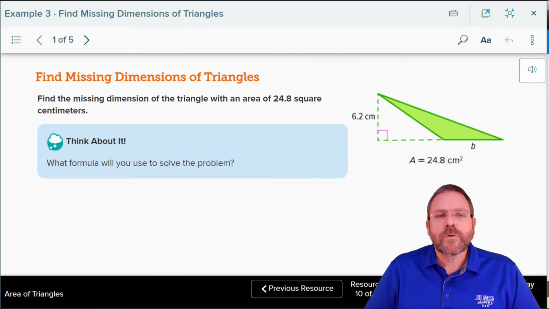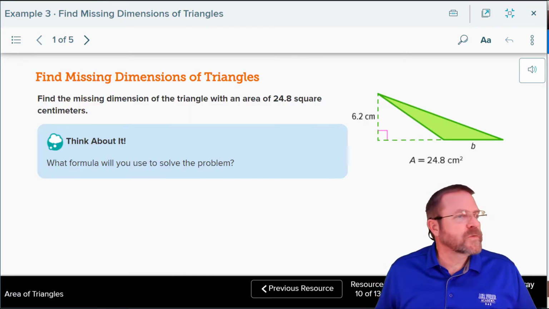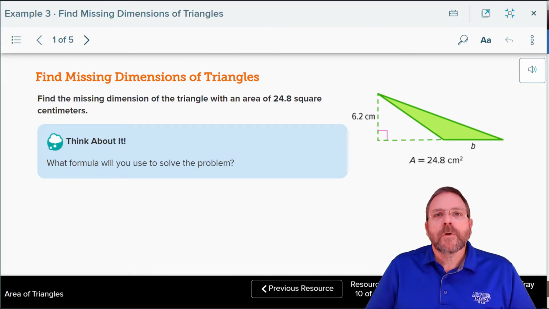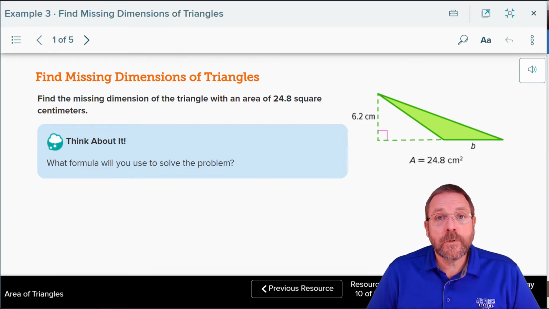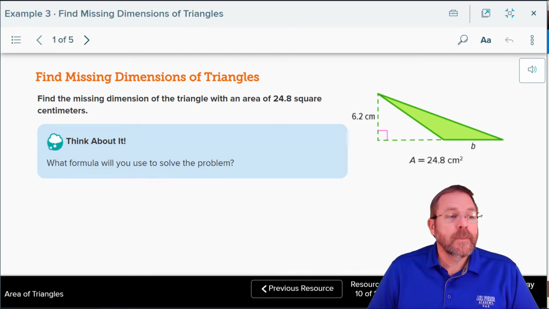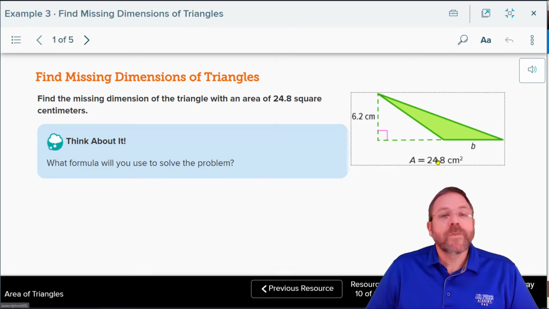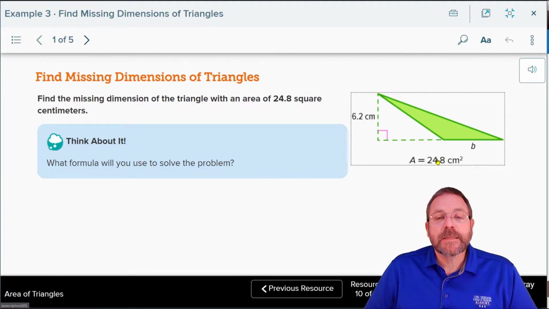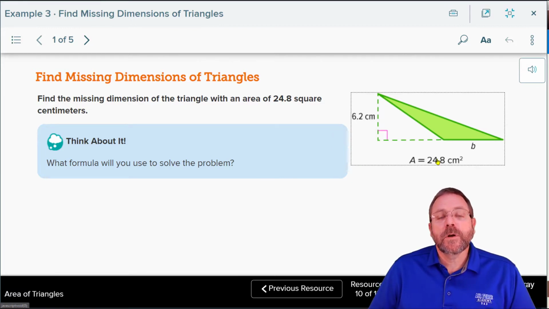So let's use our newfound knowledge to solve this problem. In this triangle, they've given us a height, kind of a cattywampus looking triangle, but it's still a height, and they've given us the area. What they've not given us is the base, and they want us to find the base. And we're going to do this by isolating our variable, of course.